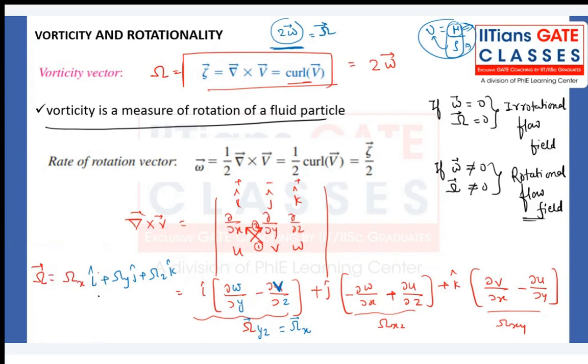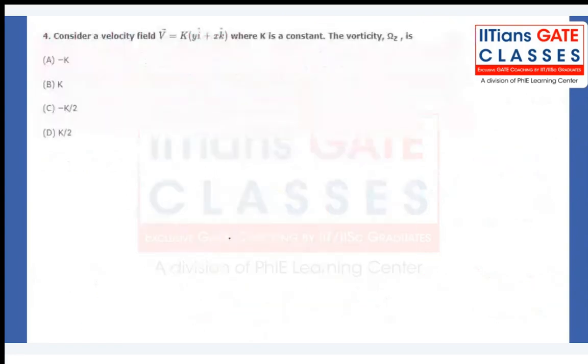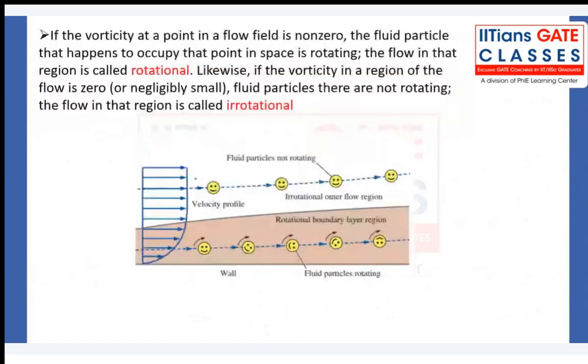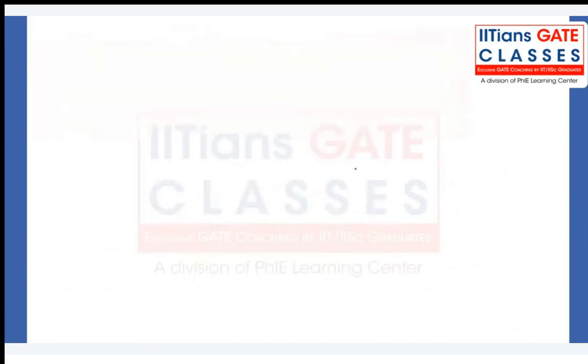Now, try to solve the numerical. As you can see, inside the boundary layer the fluid particles are rotating. So that is the rotational boundary layer region. Outside, it is straight, it is not rotating, right? Now, try to solve this particular question.